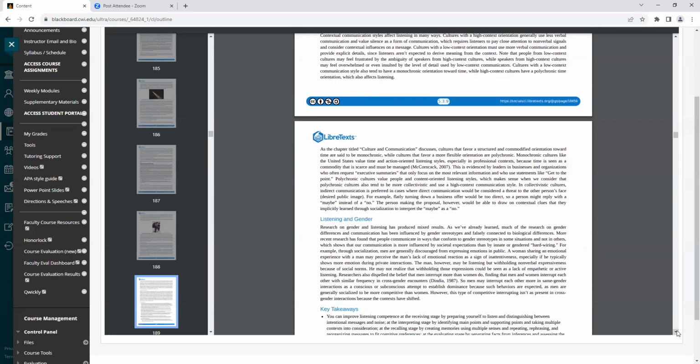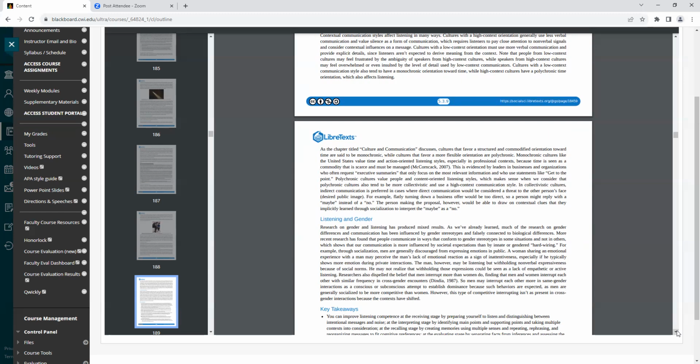Contextual communication styles affect listening in many ways. Cultures with high context orientation generally use less verbal communication and value silence as a form of communication, which requires listeners to pay close attention to nonverbal signals and consider contextual influences on a message. Cultures with a low context orientation must use more verbal communication and provide explicit details, since listeners aren't expected to derive meaning from the context.